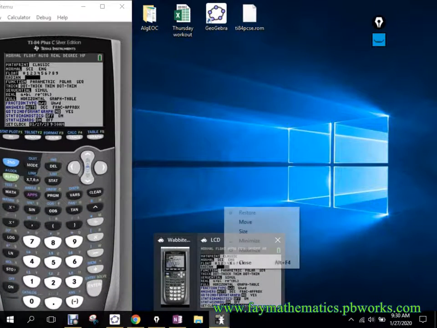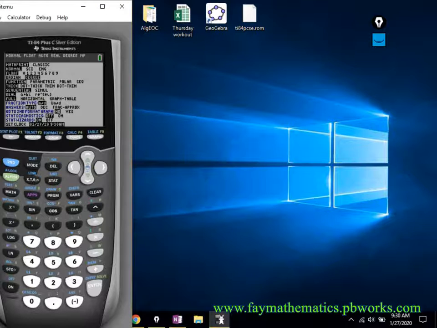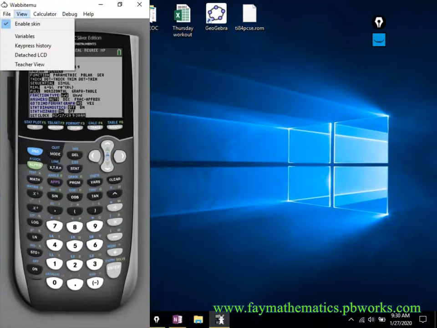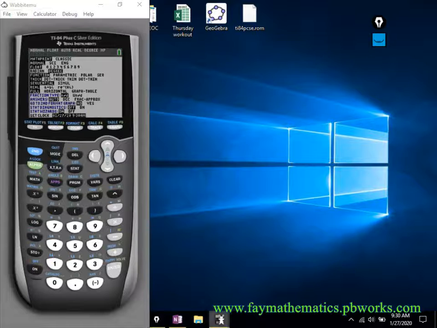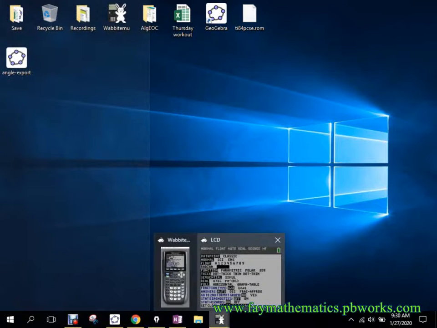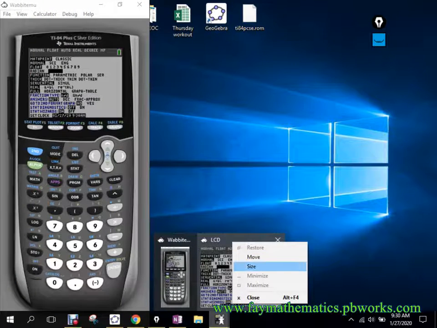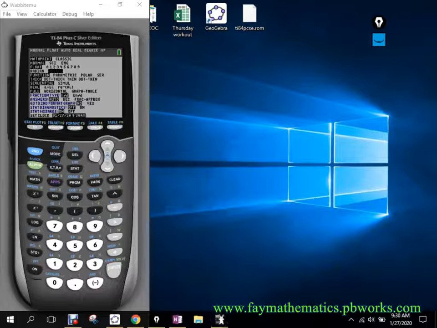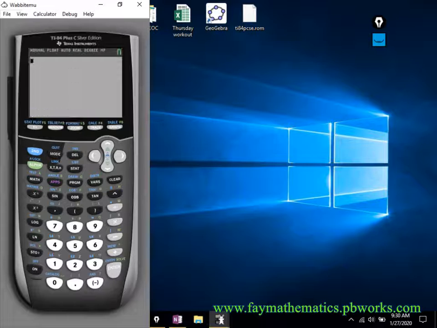I don't know what happened to my calculator, but I can't get it to show up in the right spot. All right, well, I can't show you like the zoomed in version.